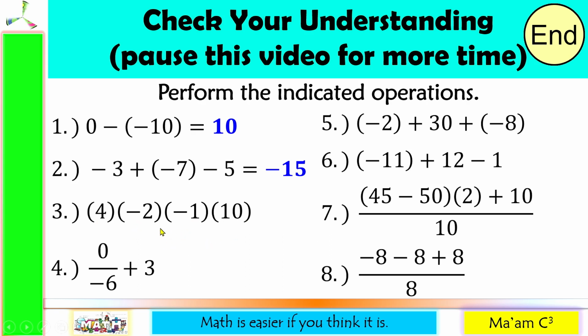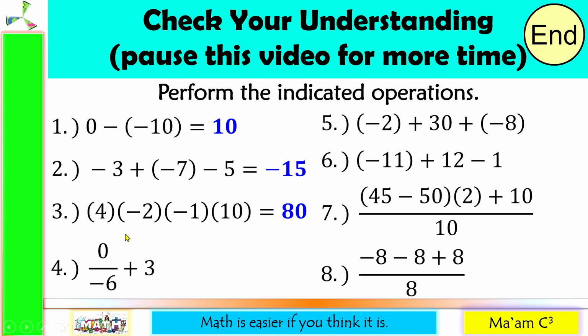Number 3, 4 times -2 times -1 times 10. Here's what I was talking about earlier. An even number of negative factors will give you a positive product. Let us count how many negative numbers we have here. 1, 2. And 2 is an even number. So we are expecting a positive product. 4 times 2 is 8. 8 times 1 is 8. And 8 times 10 is 80. The answer is positive 80.